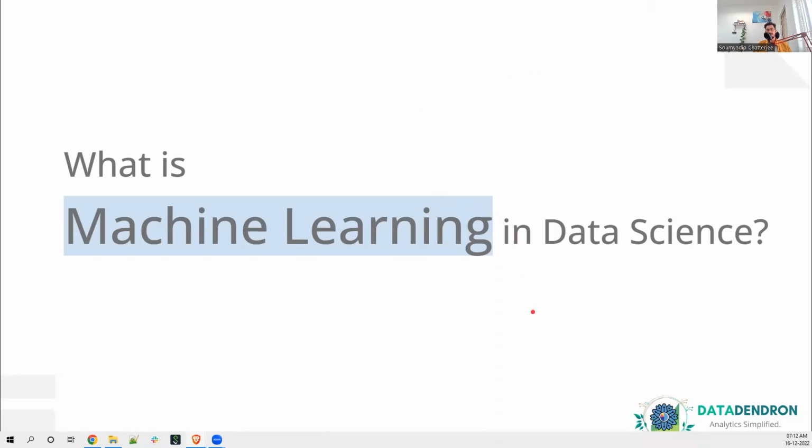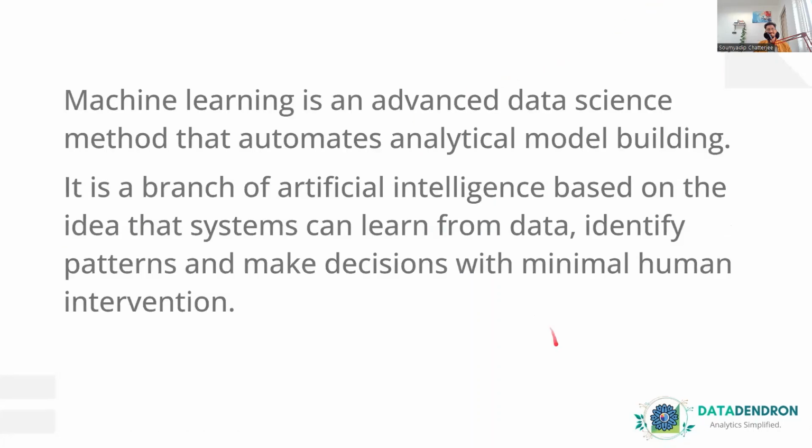Let's understand what is machine learning. So machine learning is a branch of a larger technical sphere, and that is the AI or artificial intelligence. And here the idea is very simple. It says that machines can learn to imitate human behavior.